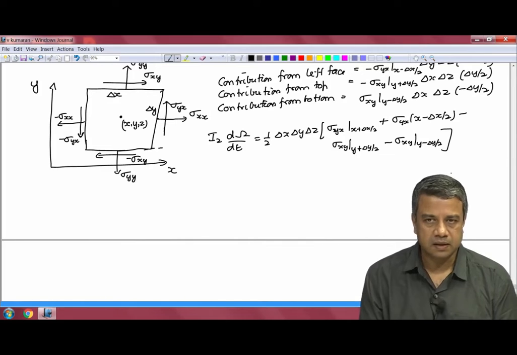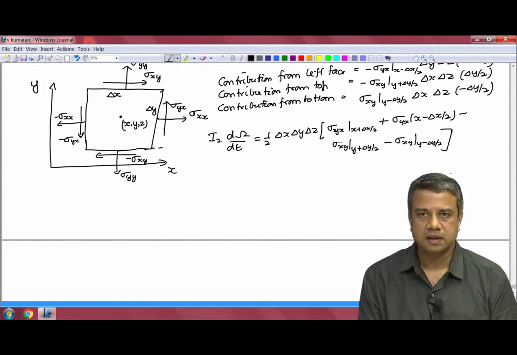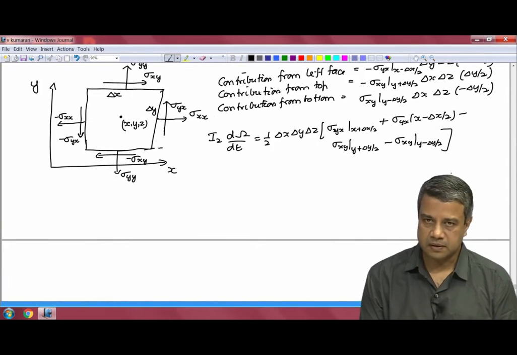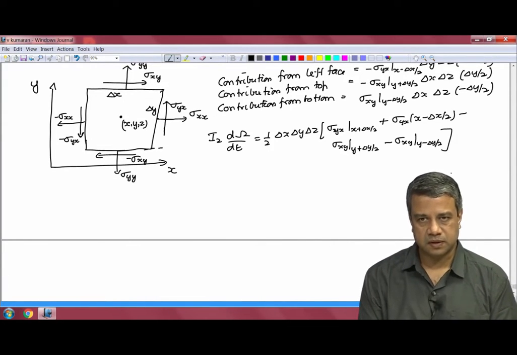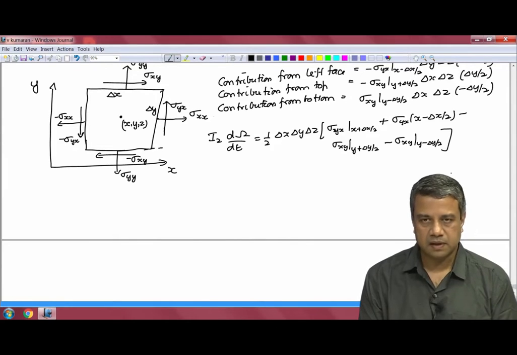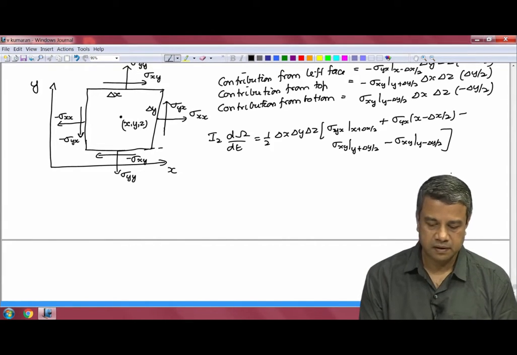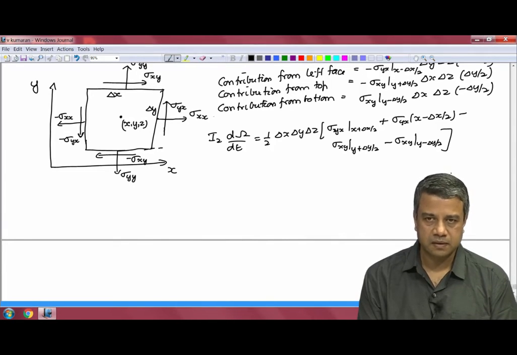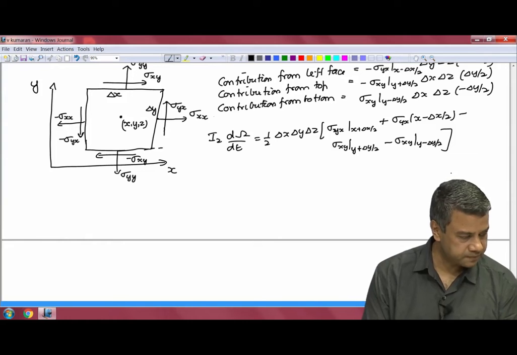That is going to be the angular momentum conservation equation in this case. Moment of inertia times the rate of change of angular velocity is equal to the sum of the torque. We calculated the individual contributions to the torque from the right, left, top and bottom faces and added them all together. The anti-clockwise direction is positive. Therefore, the angular velocity is also positive in the anti-clockwise direction.